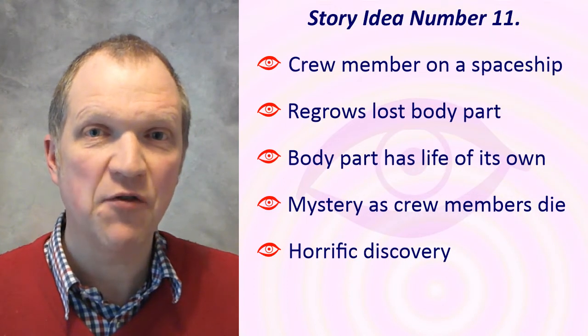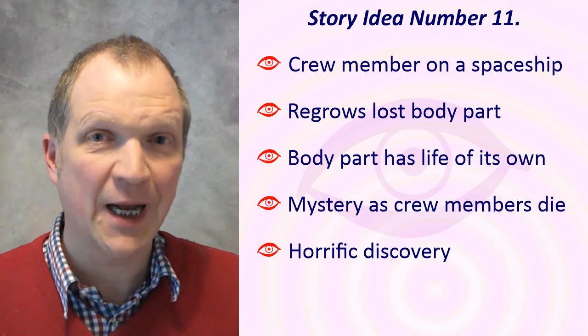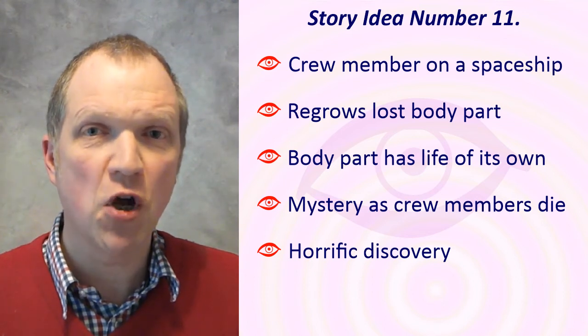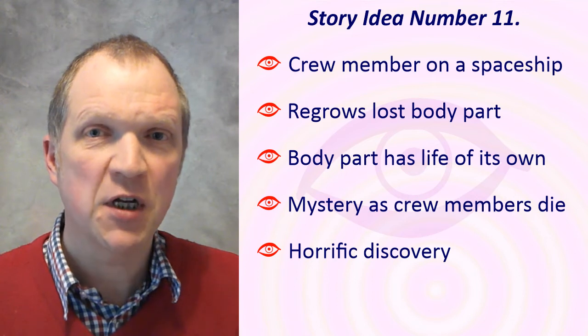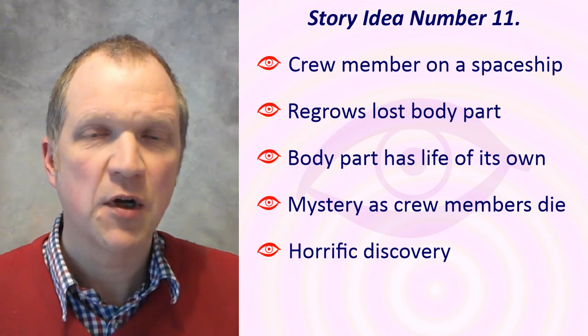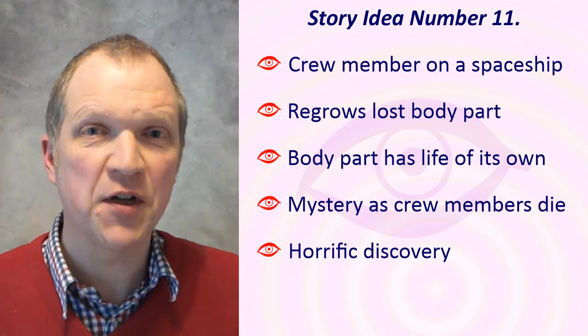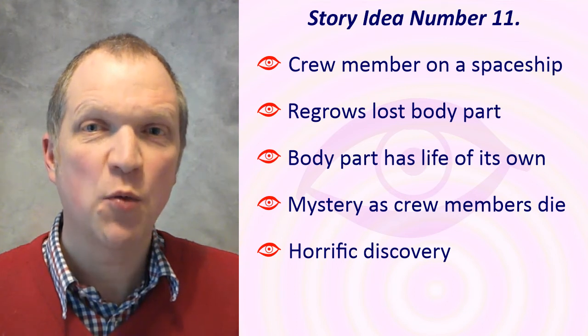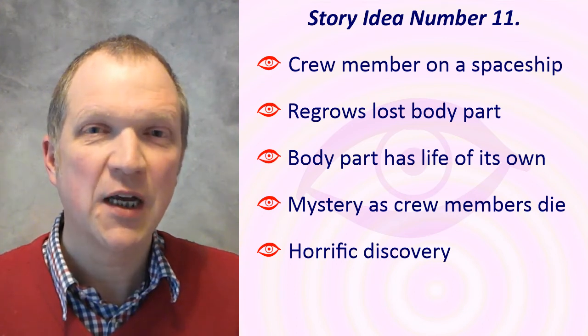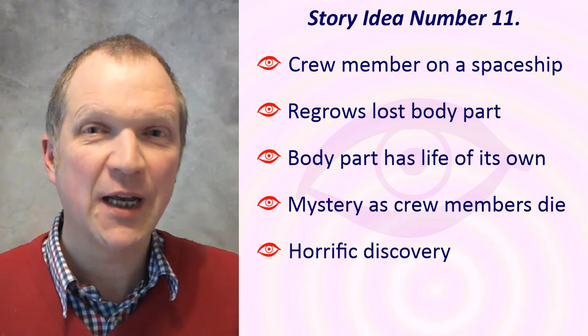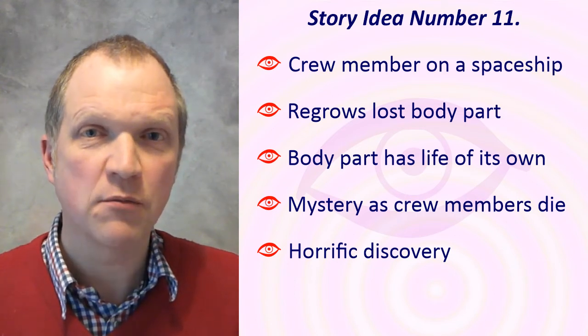Story idea number 11. A crew member on a spaceship loses a body part in an accident. The onboard robot doctor regrows the body part, but something goes wrong. The body part develops a life of its own and detaches itself somehow when the crew member is asleep. It then prowls around the spaceship, killing the rest of the crew, one by one.